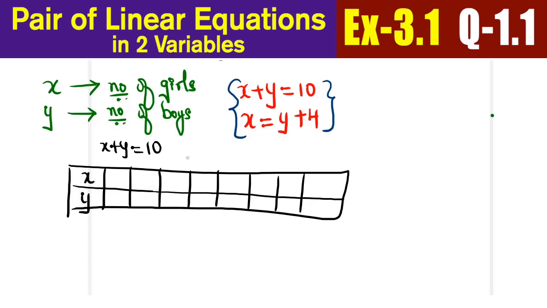So x and y: start with an assumed value for one of the variables. In this case, I'm going to do it for x. Let's assume the value of x to be 0. Substitute that here: 0 plus y is equal to 10, which means y is equal to 10. Now, I'm going to assume the value of x as 1. So 1 plus y is equal to 10, which means y is equal to 9. If I assume the value of x to be 2, then 2 plus y is equal to 10, so y is 8. Now I understood a pattern is getting formed. For every value of x that I increase, the y is getting decreased by 1 unit.